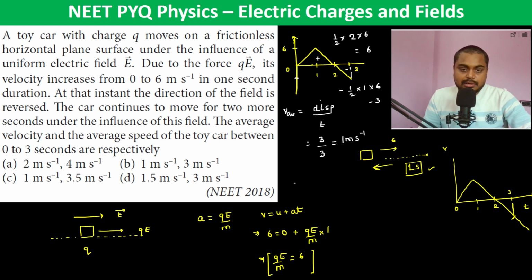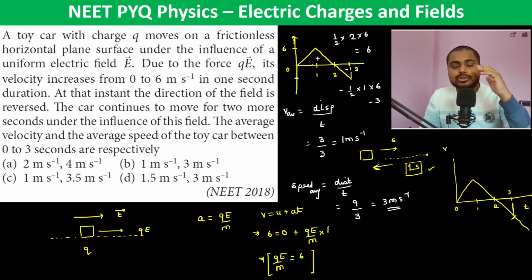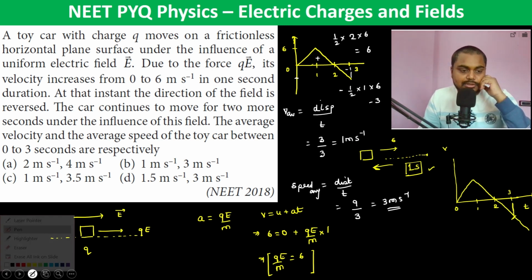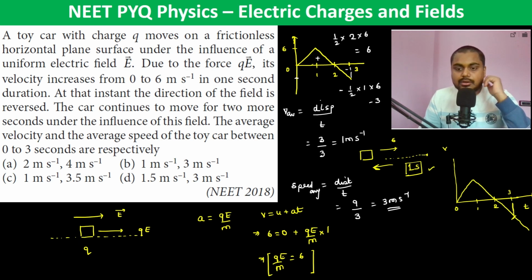Now speed average, speed का average is total distance divided by total time. तो कितना हुआ 6 plus 3, 9 meters divided by 3, this is 3 meter per second. क्योंकि डिस्टेंस में आपको दोनों तरफ पॉजिटिव ही लेना पड़ेगा. So therefore the answer is going to be 1, 3, that is B.